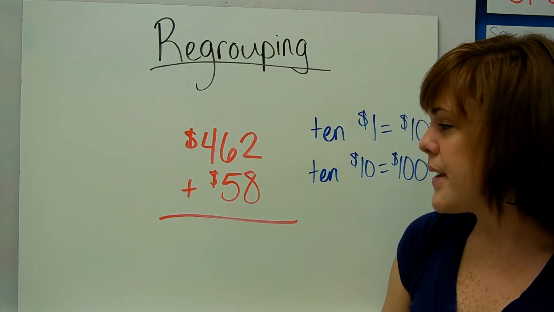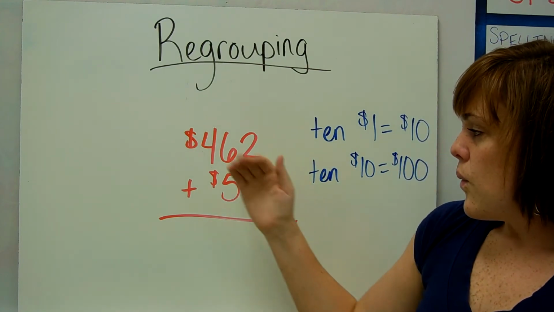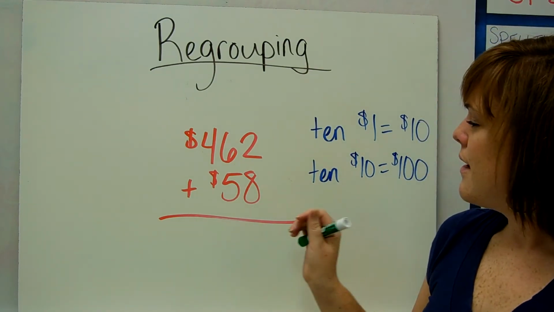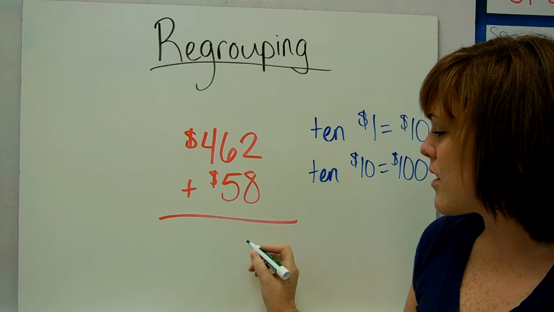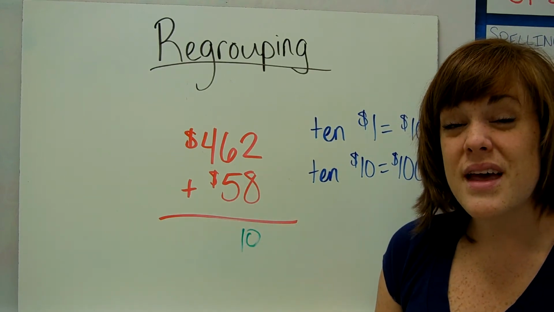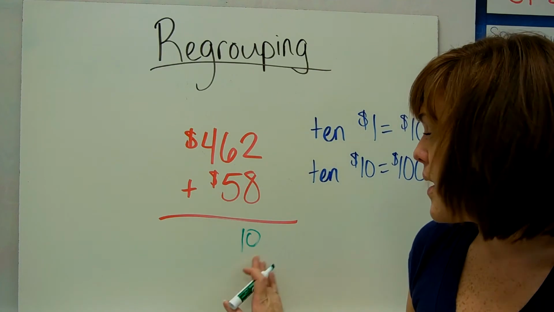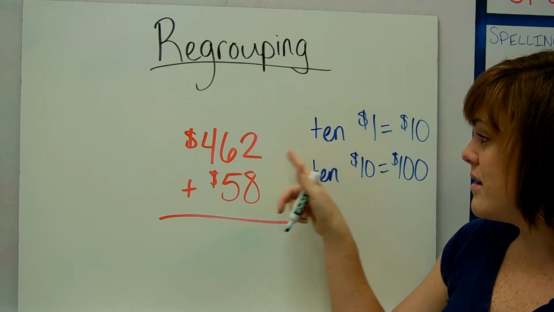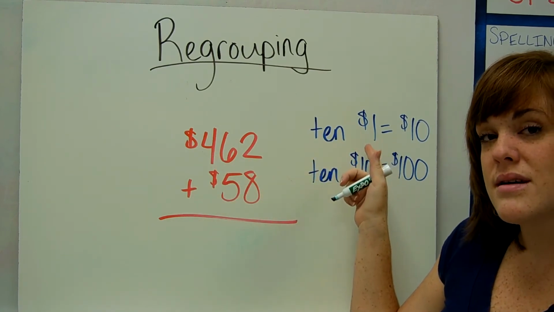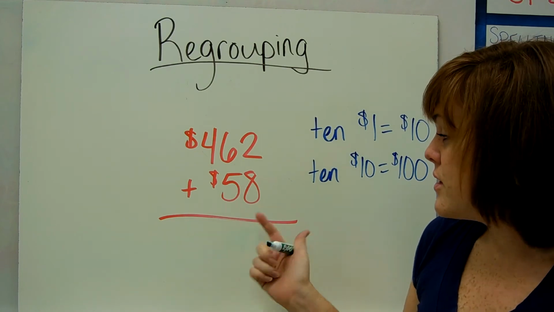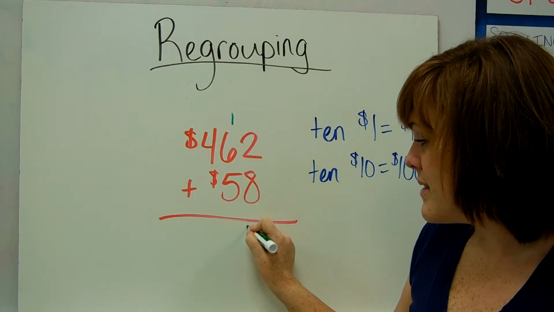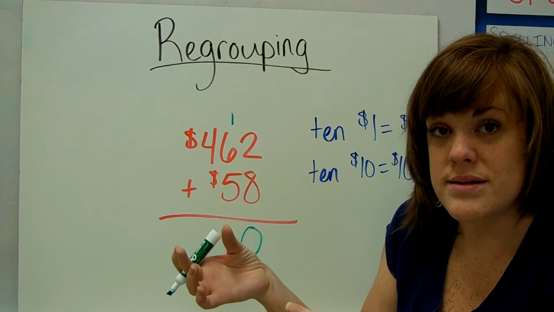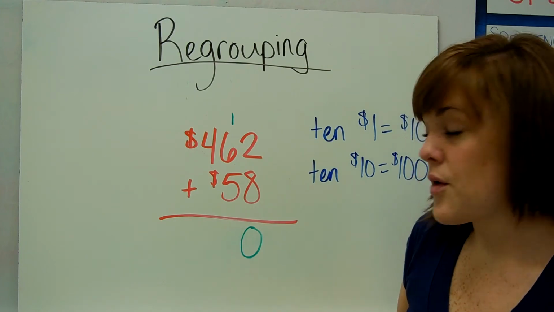So speaking of regrouping, here's an example. When we add this, I need a marker. 8 plus 2 is 10. I'm not going to just write 10 here. That would be wrong, and it's really going to mess you up. When I add 8 plus 2, I get 10, but I remember that 10, this is money, so 10 $1 bills is $10. So that would be 1 ten and 0 ones. You just regrouped. Okay, you regrouped your 10 ones into 1 ten and 0 ones.